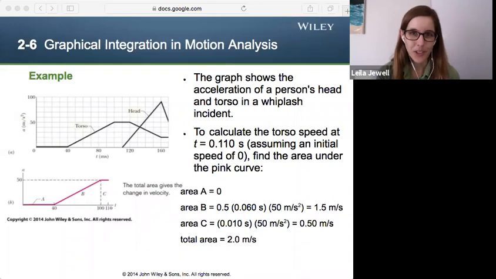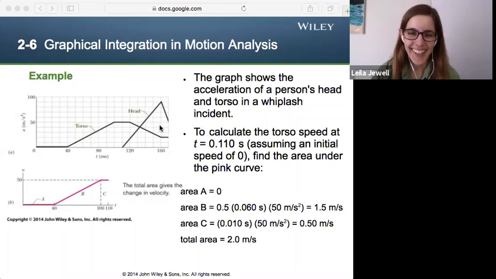This is a pretty cool graph of data, actually. This is acceleration versus time for a person's head and torso in a whiplash incident. So it could be on a roller coaster or in a car accident, some sort of whiplash incident. And we notice that the torso starts accelerating much sooner and more gradually, and then the head has a larger acceleration that's delayed in onset, and so it's much more dramatic. It's more of a jerk, actually. It's a quicker rate of change of acceleration with respect to time. That's an aside, though. You don't need to learn about jerks in this class.